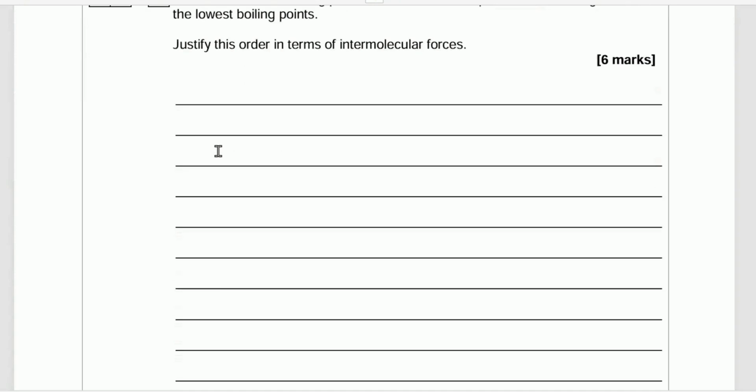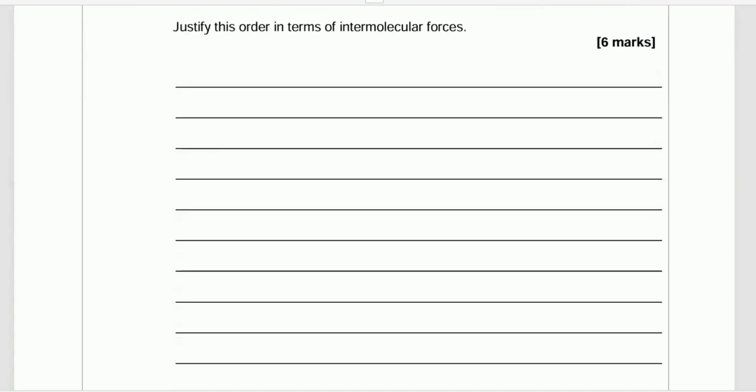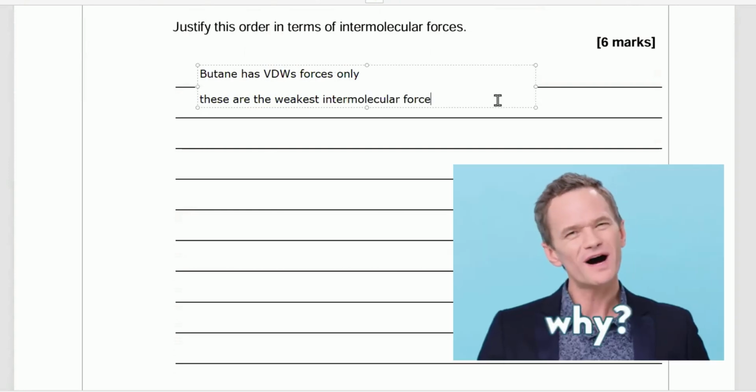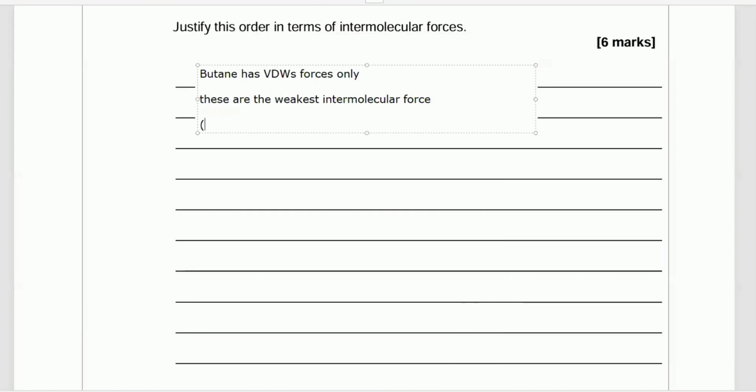Let's go. Okay, justify this. So we want to say butane has VDWs, van der Waals forces only. These are the weakest intermolecular force. Now, it doesn't ask me to explain it, and I won't get any marks for explaining it. So why am I going to do it? Well, it's for your benefit, really. So I'm just going to go through and explain how these weak temporary dipole-dipole forces actually appear.